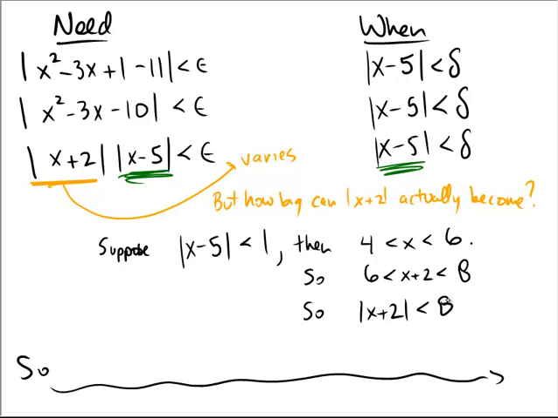So we'll always be less than 8. But remember, there's a big assumption going on here, right? We said that |x minus 5| was going to be less than 1. And I guess we could have technically put any number that we wanted there, right? Could have put 1,000, right? But we're going to have it be pretty darn close and make our calculations easy.